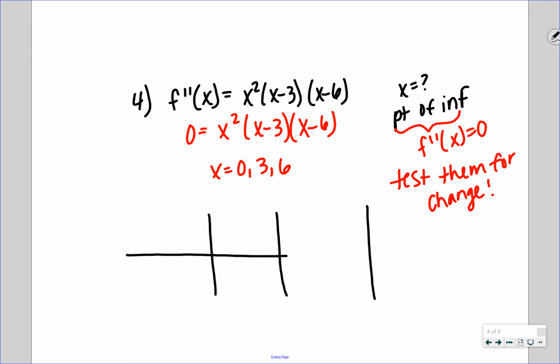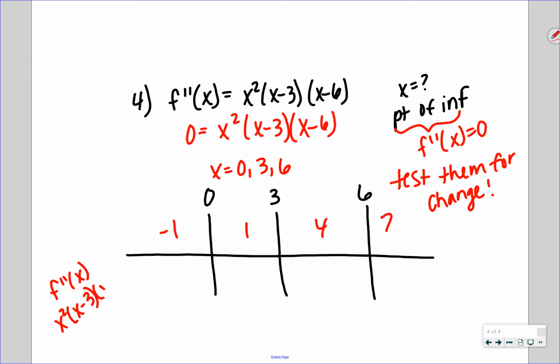I make a sign chart. I'm looking for change. I've got 0, 3, and 6. Test around them. I'm going to test -1, 1, 4, and 7. And here you're plugging into that second derivative, which was x squared, x minus 3, and x minus 6. So when I plug in -1, no matter what, when I plug it into the x squared, it's positive because any number squared is positive. -1 minus 3 is a -1. -1 minus 6 is a negative. So I have positive, negative, negative, positive.